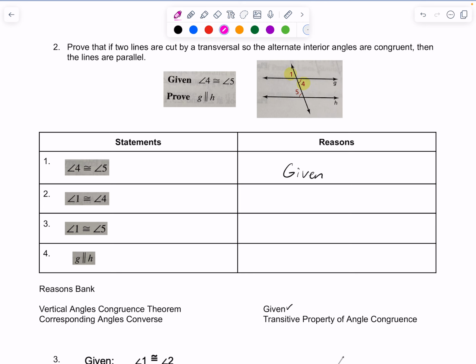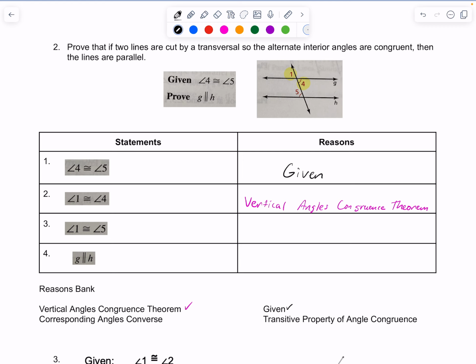And hopefully we know this from the first unit. Those are vertical angles, which means they are congruent. So I'm going to use the vertical angles congruence theorem. All right, so that is saying that angle 1 is congruent to angle 4.